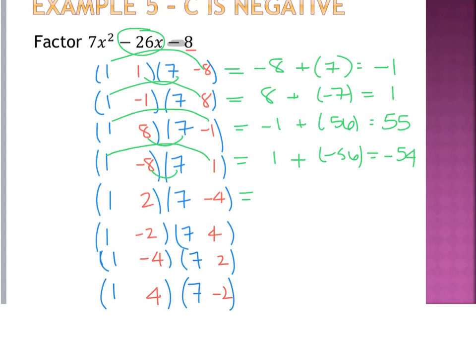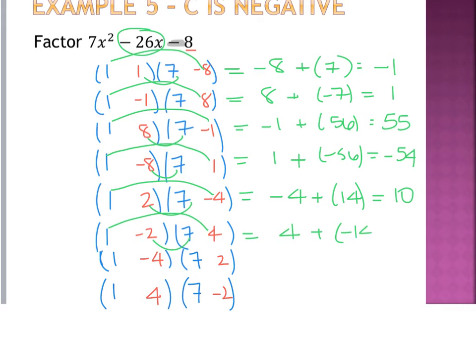For my next set of factors, I have 1 times a -4, which is -4, plus 2 times 7, or 14. This will give me a +10. Here I have 1 times 4, which is a +4, and a -2 times 7 is going to give me a -14, which gives me -10. And down here I have 1 times 2, which is going to give me 2, and -4 times a +7 is going to give me a -28. So this here is going to give me a -26.